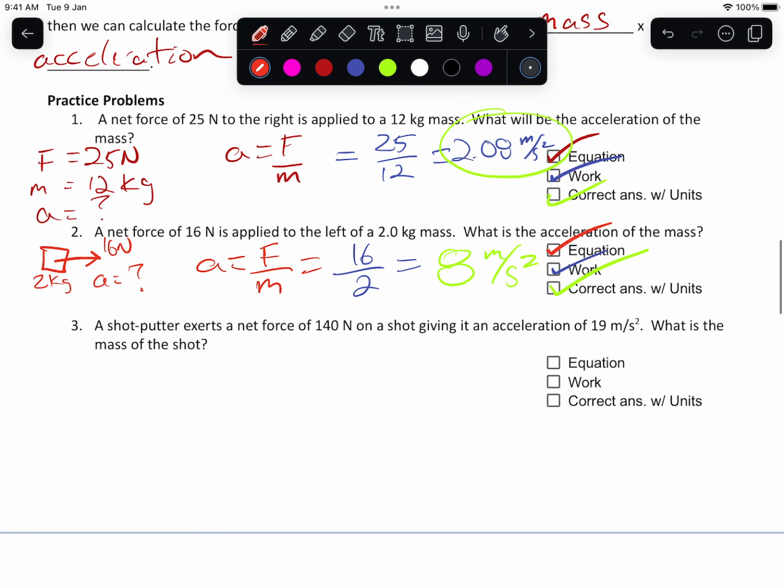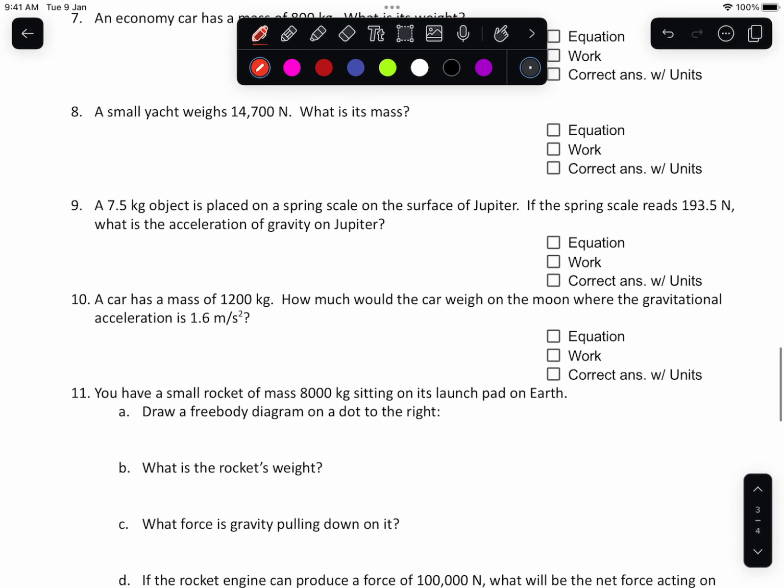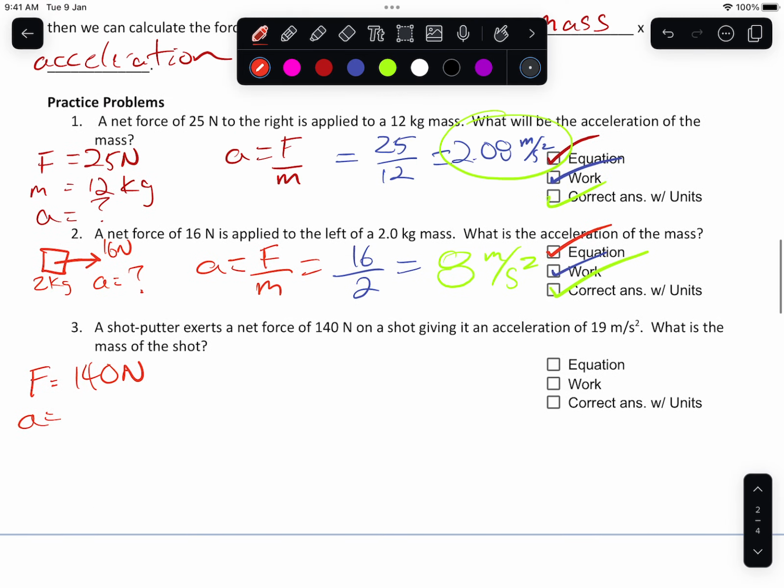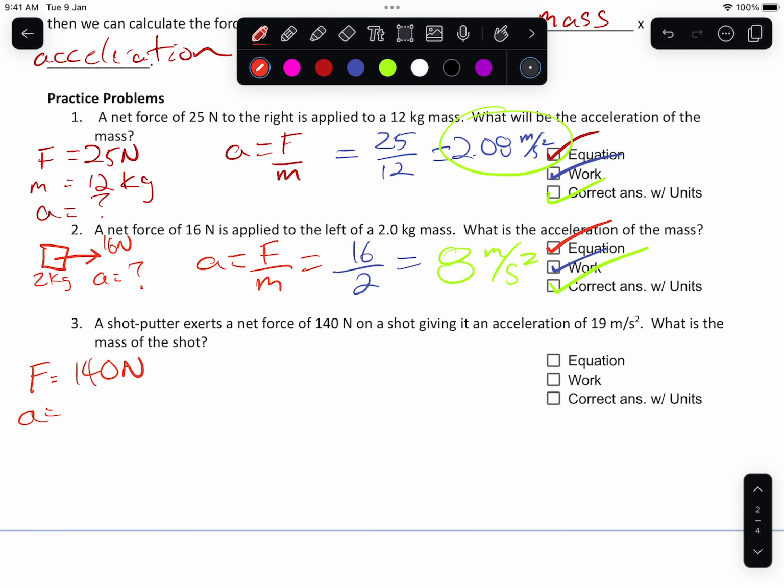Next, a shot putter. That's the guy that throws the heavy balls. Exerts a net force of 140 newtons on a shot, giving it an acceleration of 19 meters per second squared. What is the mass of the shot? Well, let's see. What do I know? I know that the force is equal to 140 newtons. I know the acceleration is equal to 19 meters per second squared. And I'm looking for the mass.